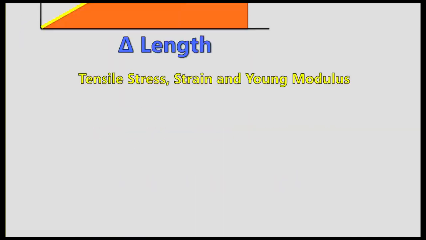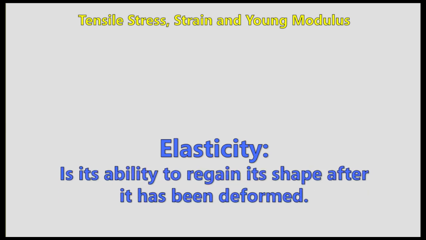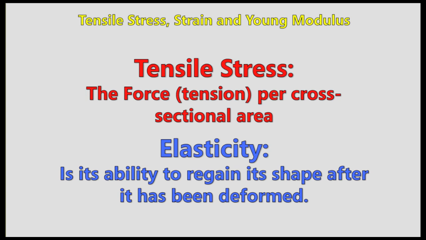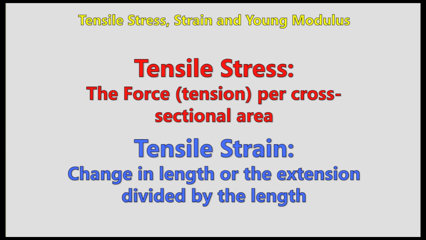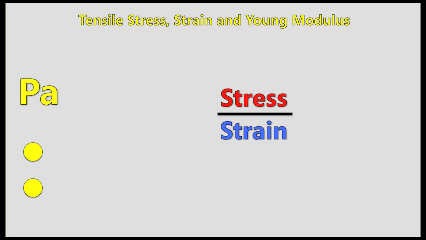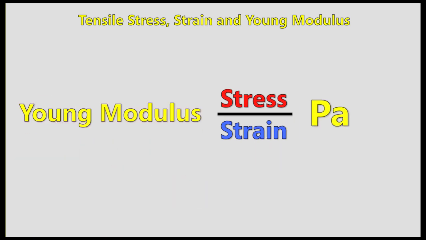Tensile stress, strain, and Young's modulus. The elasticity of a material is its ability to regain its shape after it's been deformed. Deformation that stretches an object is tensile, and deformation which compresses an object is compressive. The tensile stress is the force, tension, per cross-sectional area, measured in pascals or newtons per metre squared. The tensile strain is the change in length, or the extension, divided by the length. This is a ratio, so there are no units. Linked to this is the Young's modulus, which is simply the stress divided by the strain, again measured in pascals, or newtons per metre squared.